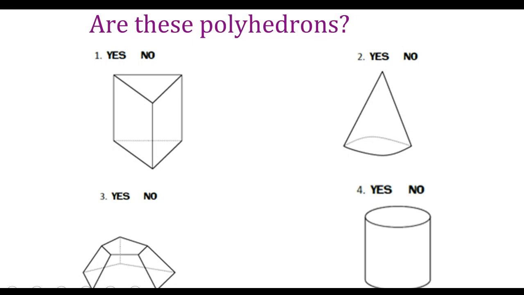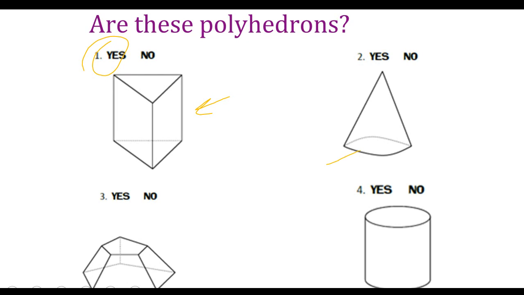If you missed any of the definitions and you wanted to write them down, obviously you can pause and go back. But the question is, are these polyhedrons based off of our definition? For sure, this one would be a polyhedron. It's got faces, edges, and vertices. Mainly, though, it has faces. So yes, this is a polyhedron.